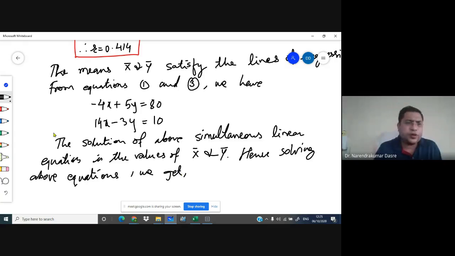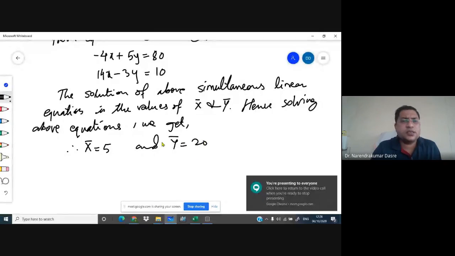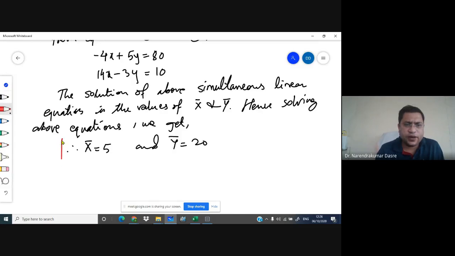We get, so you have calculators, you can solve these equations by using a calculator. This is just a 2 by 2 system of linear equations. Tell me what you get. So what is the value of x bar and y bar? That's good. You got x bar is equal to 5 and y bar is equal to 20. That's great.